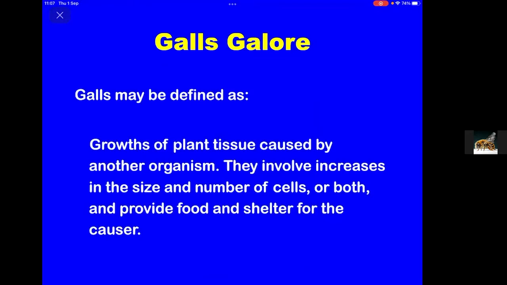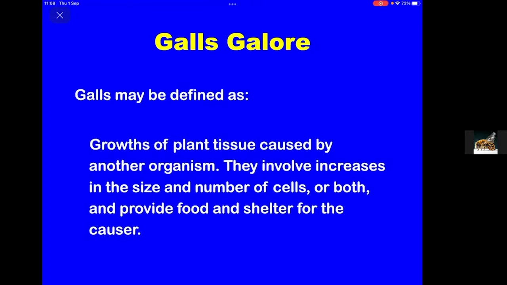So what is a gall? A gall may be defined, because there is continuing debate about how to accurately define a gall, but my colleague Margaret Redfern and myself, who jointly author the Field Studies Council Gall Identification Keys in their AIDGAP series, have agreed on this one: growths of plant tissue caused by another organism which involve an increase in both the size and/or the number of cells, and provide food and shelter for the causer. That's stretched a little bit when we come to fungal gall causers, but that's basically what a gall is.